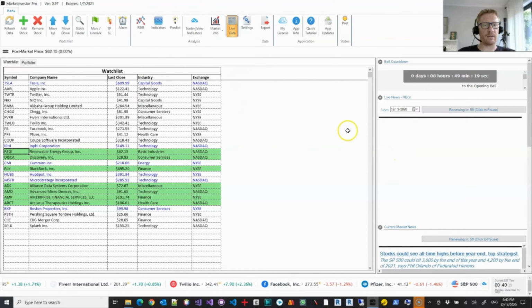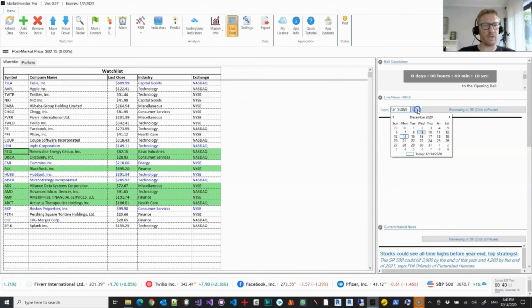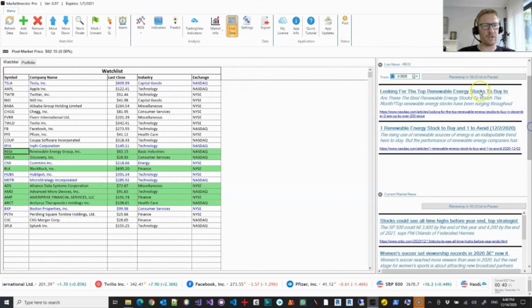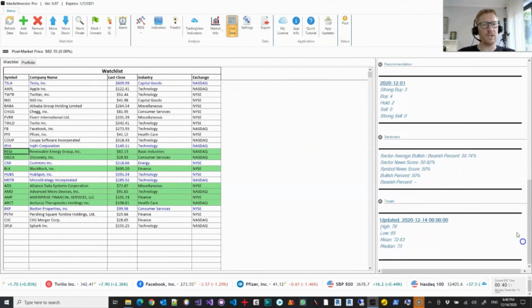If we look at the news, there's no news from the 9th, but if we go further back, there would be some. And I'm going to just click on this to pause so it doesn't renew when I don't want it to. If we look at the indicators here, the general sentiment, we'll see that it is in favor of buying. It's bullish. It's trending, it's doing well, and it's saying a high of 79 and a low of 65. It's currently on 62, right? So I think this already indicates to us something good could be in the pipeline.